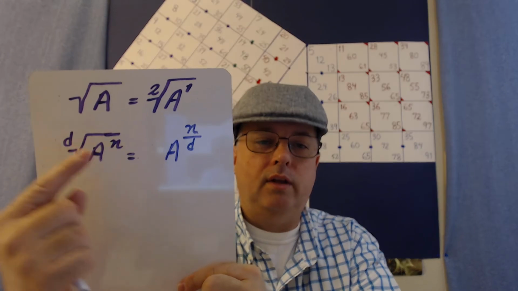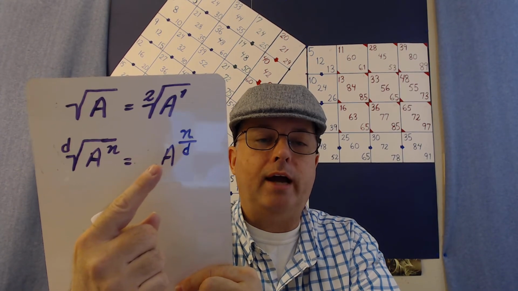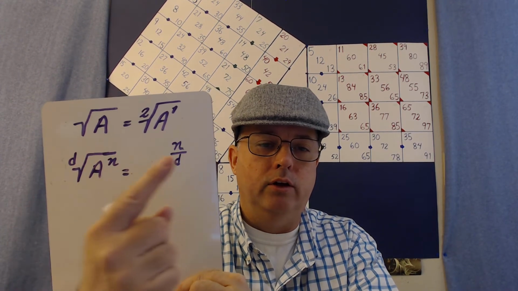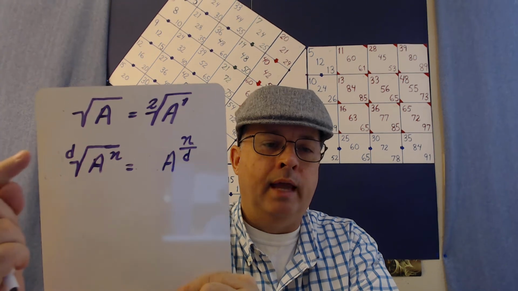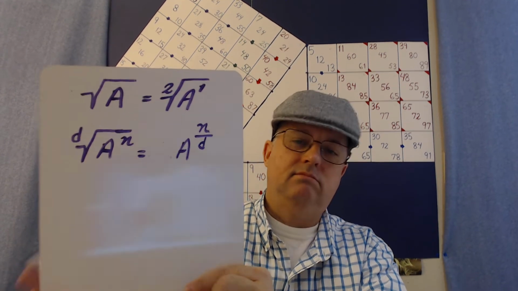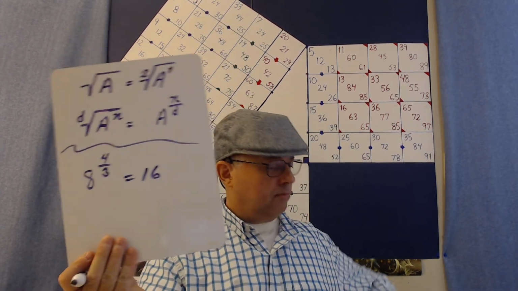And you can turn that around and write this as a fractional exponent, where the inside power here is your numerator, and the outside root is your denominator. Numerator over denominator. You see how that works? All right, what were we doing? Oh, yeah. So we had 8 to the 4/3, and that's 16. That's what we were saying back here.